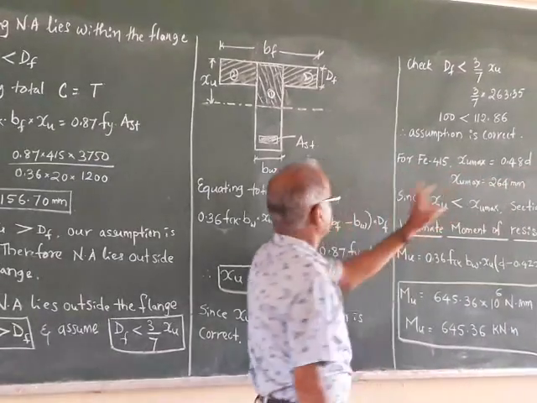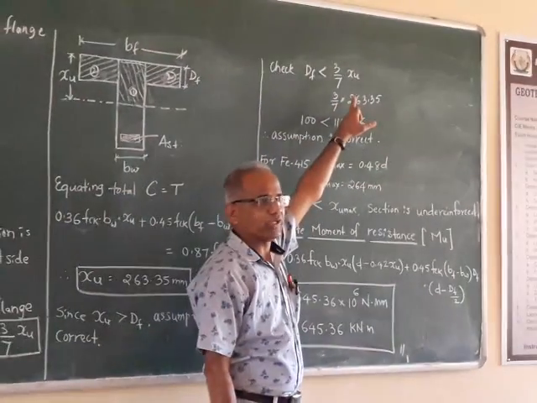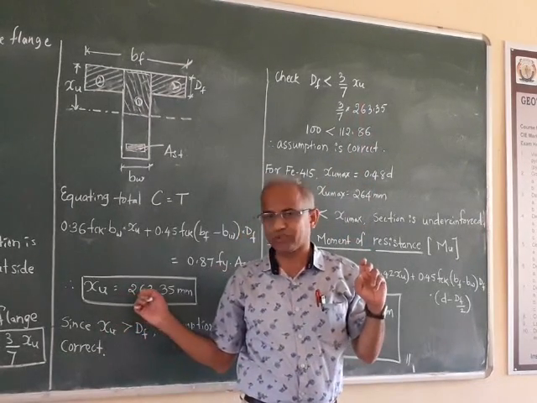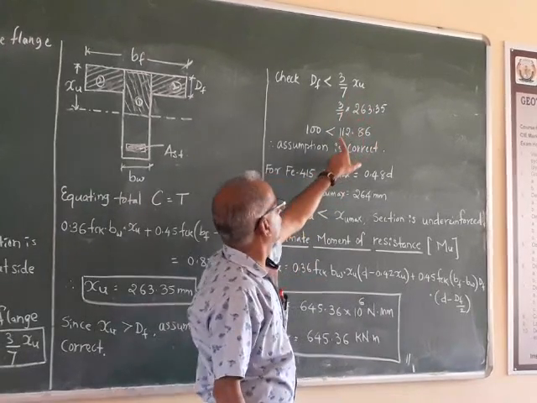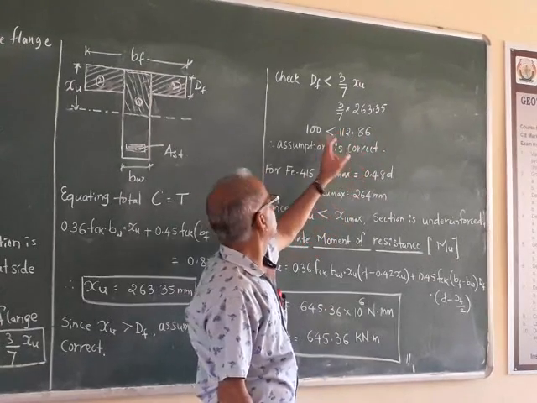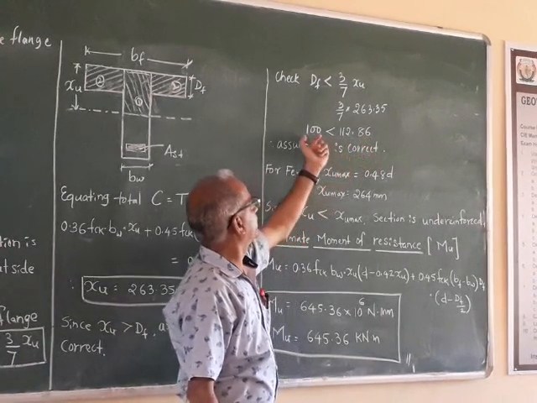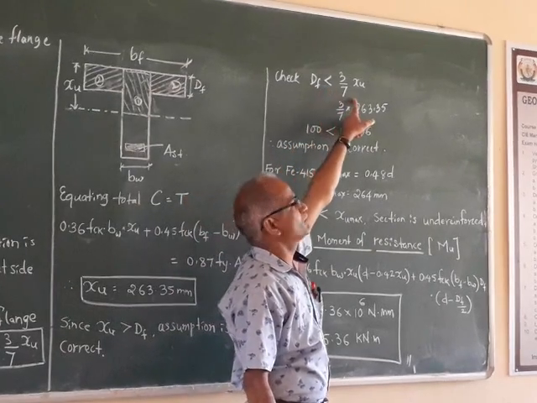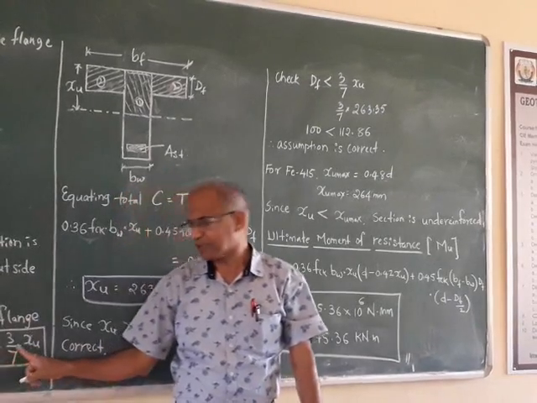Now the next check is this. DF less than 3/7 XU we assumed. Now XU, just now we have calculated, is 263.35. Substitute this. So this 3/7 XU term will be 112.86 mm. Now what is DF? DF is 100 and this is 112.86. Whether DF is less than this 3/7 XU? Yes, DF is less than 3/7 XU. This condition is also satisfied.